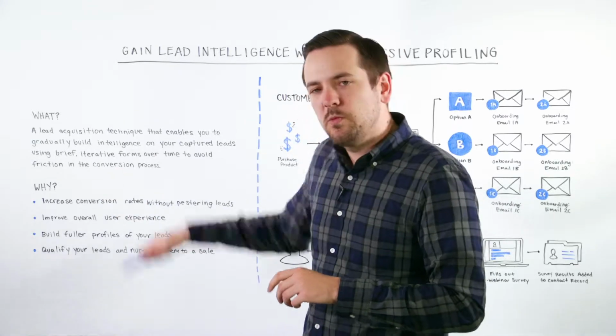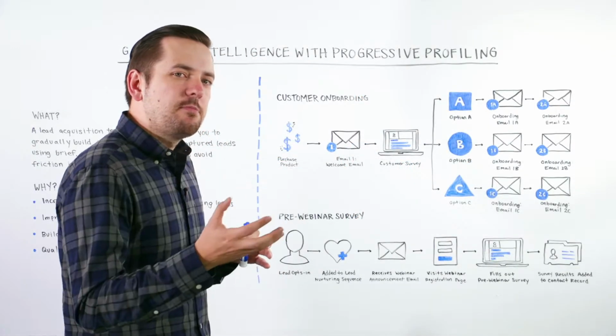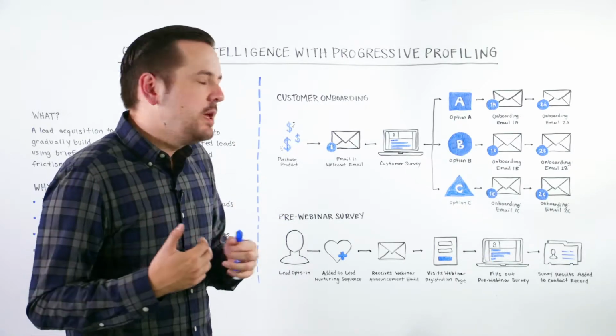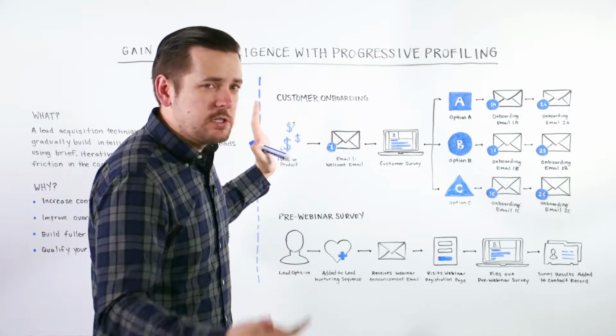Okay, so that's the what and why. Let's move into the examples. So the first one we have here is customer onboarding. So this is kind of a clever use of it. A lot of people, when they think about progressive profiling, they're thinking about lead generation. This is a great one because it's actually after not only they became a lead, but after they made a purchase.